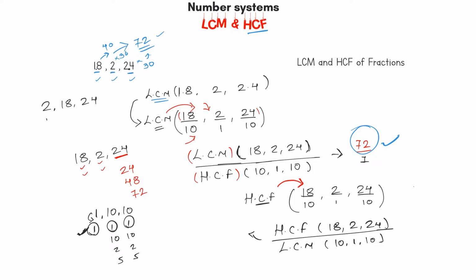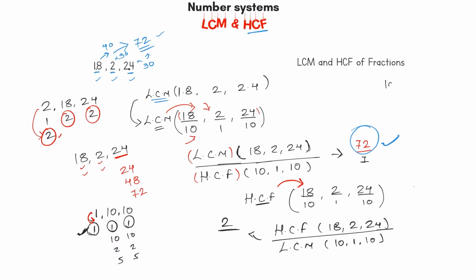2 has only two factors, 1 and 2. 2 is a factor of 18, and 2 is a factor of 24 as well. Since there are only two factors of 2, the highest has to be 2 here. Just as there was only one factor of 1 earlier, so it has to be the highest because that's the only factor. So 2 is my answer as the numerator. Now the LCM of 10, 1 and 10.